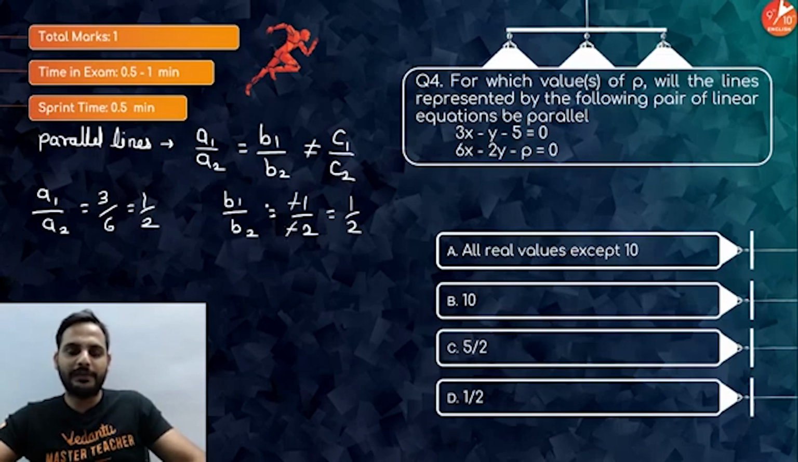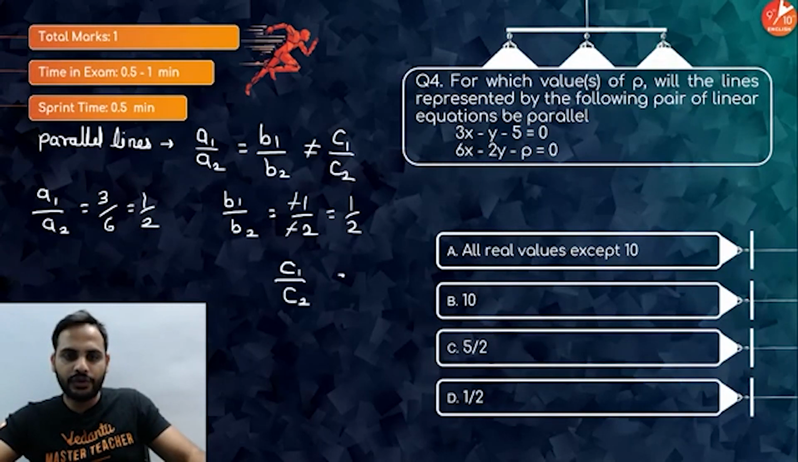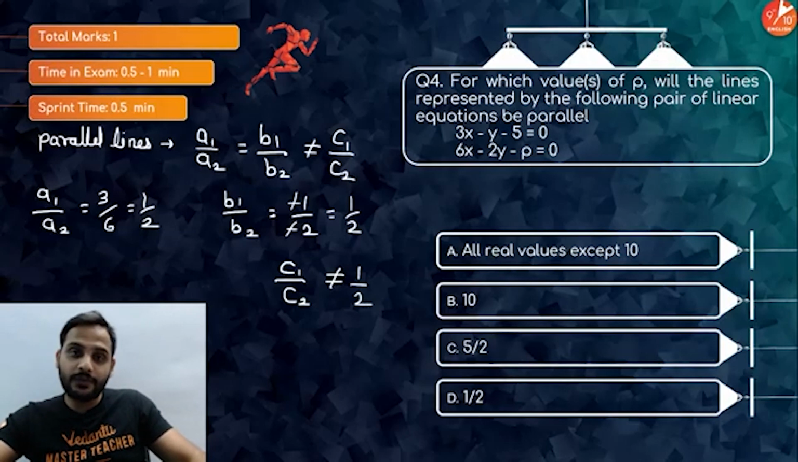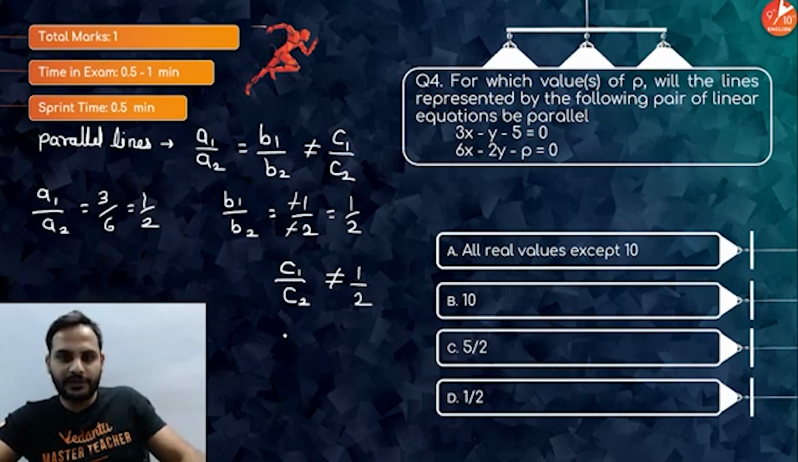So a1 by a2 and b1 by b2 are equal. Now c1 by c2 should not be equal to that. So c1 by c2 should not be equal to 1 by 2. If c1 by c2 becomes equal to 1 by 2, it will be coincident lines. But what we want is parallel lines. So c1 by c2, which is minus 5 upon minus p, should not be equal to 1 by 2.